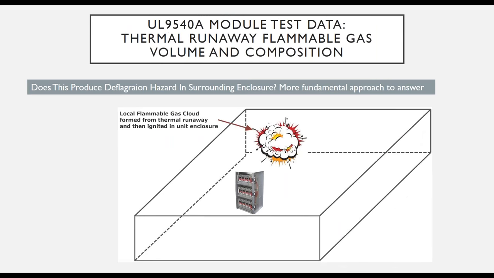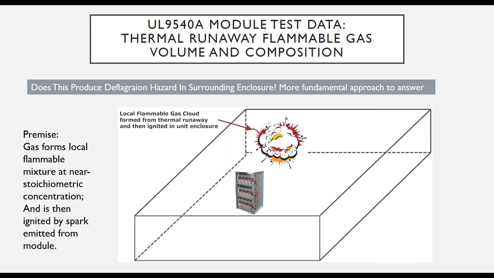Next, please. A more fundamental approach to answer this question about whether there's enough flammable gas to produce a deflagration hazard is, here you see the flammable gas occupying a small fraction of the enclosure volume. Next, please. The premise is that this gas mixture forms a local flammable mixture at or near the stoichiometric concentration and is then ignited by a spark emitted from the module. Next, please. And this sort of deflagration is what we call a partial volume deflagration and can be protected sometimes more easily than a full volume.